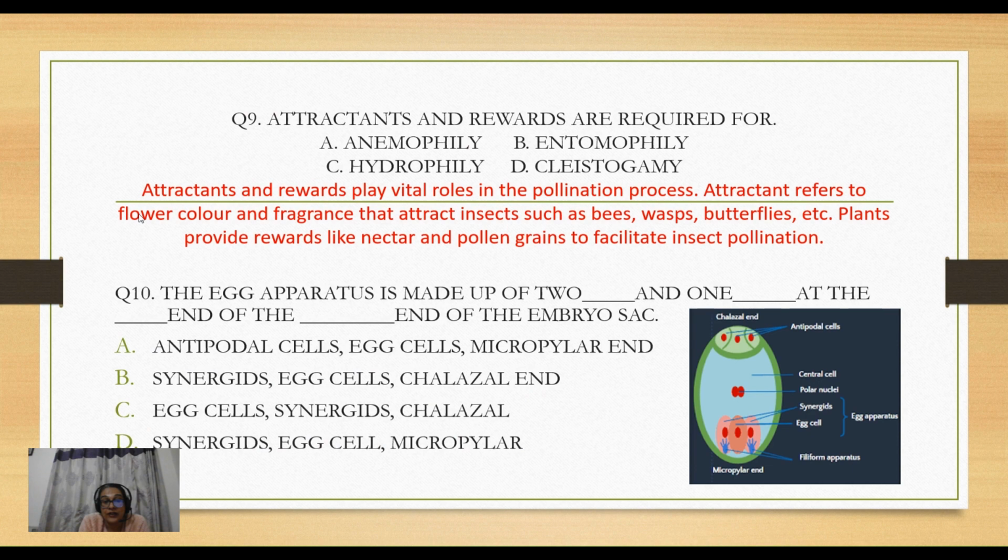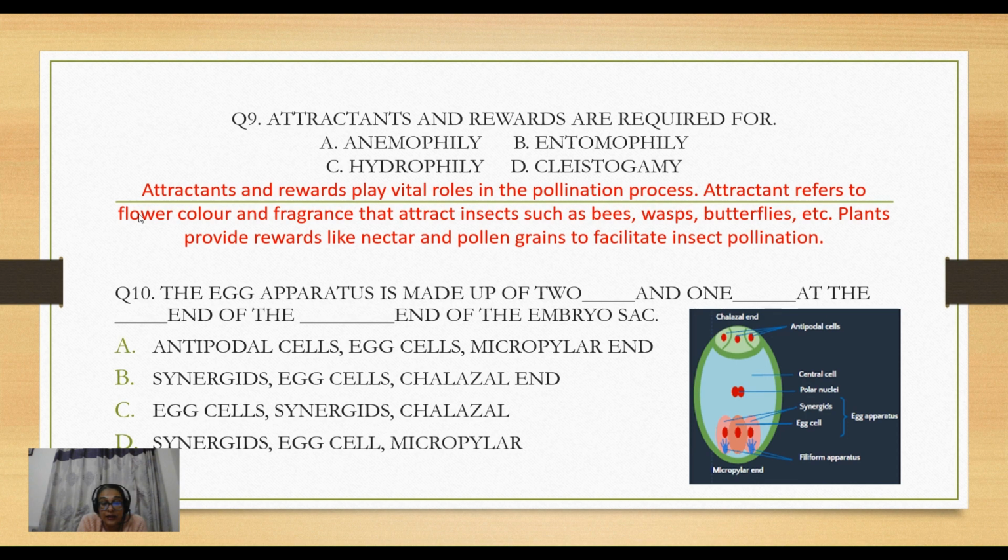Ninth question: attractants and rewards are required for. So options are anemophily, which is wind pollination, entomophily, which is insect pollination, hydrophily, which is water pollination, and cleistogamy, as we know. In this case, we are referring to the flowers which are closed. So attractants and rewards play a vital role in the pollination process. Right, attractant refers to flower color and fragrance that attracts insects like bees, wasps, butterflies, etc. So basically, plants are providing them with rewards like nectar and pollen grains so that they can help in the pollination process. So it will be entomophily.